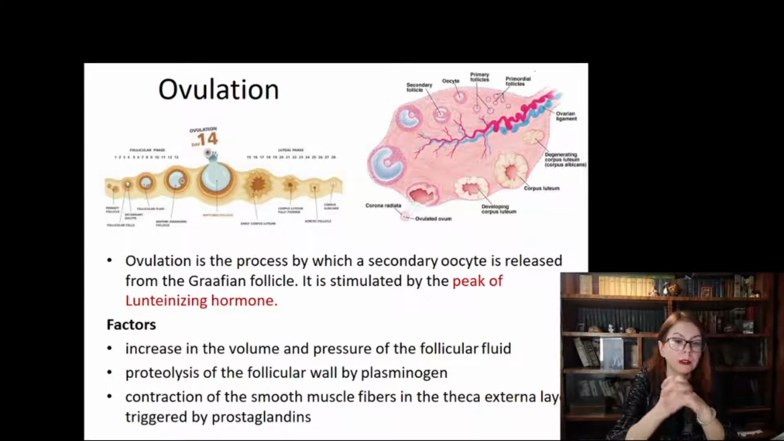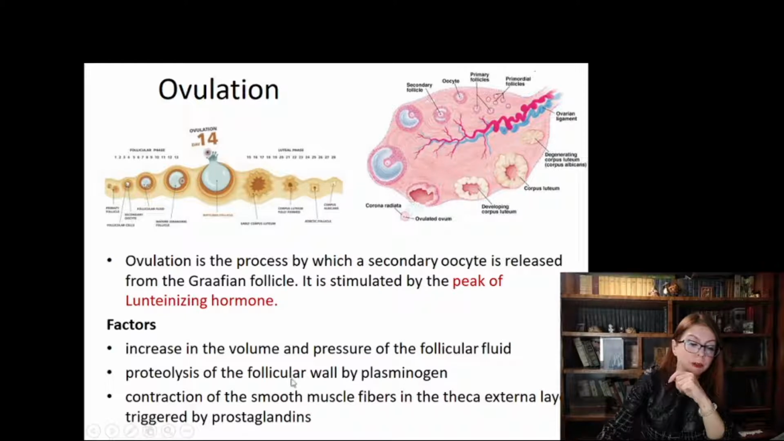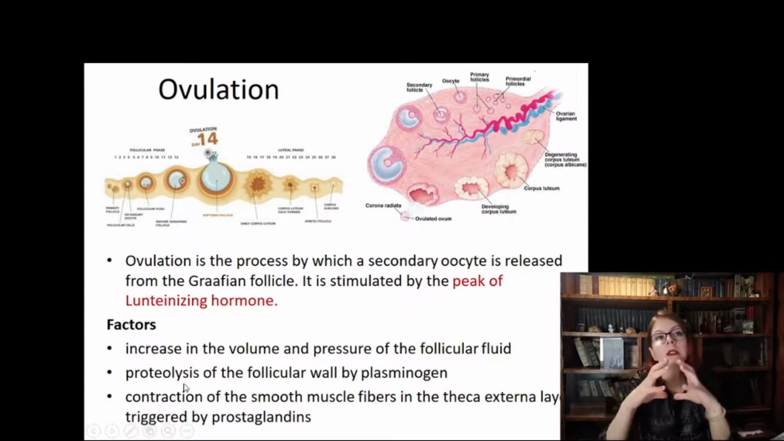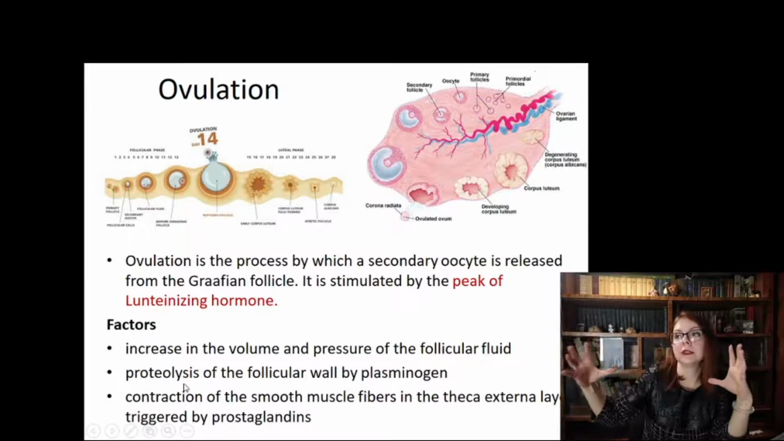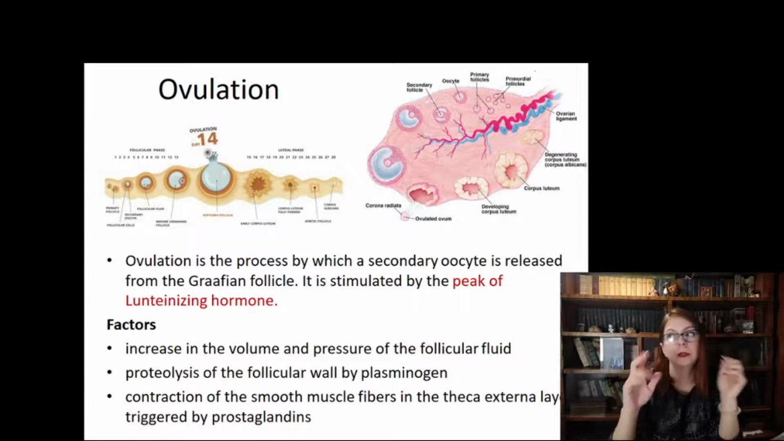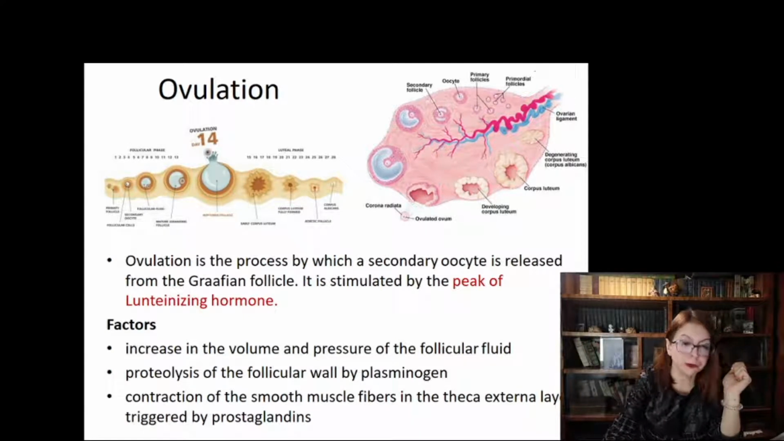Then another event helpful in the ovulation is the proteolytic action of plasminogen. And as I've said, in the theca externa there are some smooth muscle elements, and by their contraction they help to expel the oocyte out under the action of prostaglandins.